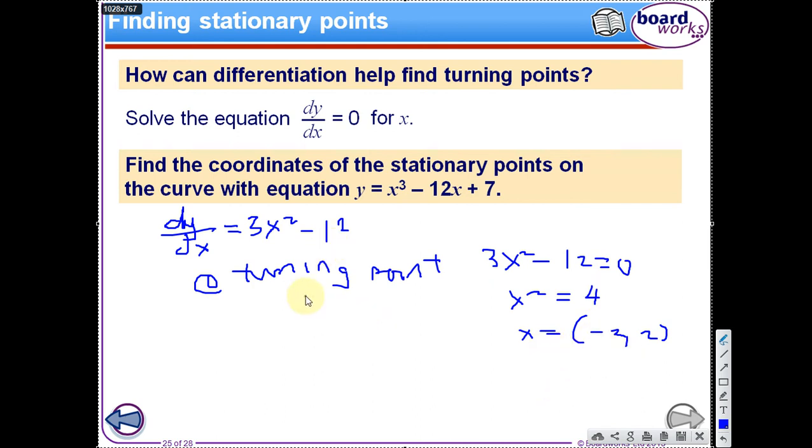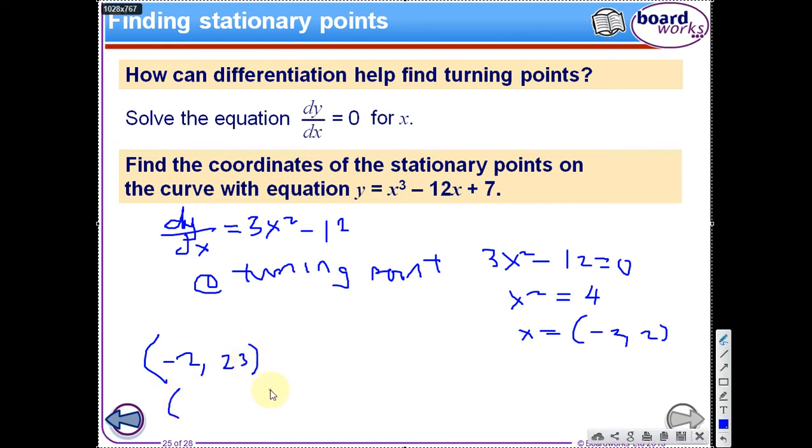Now we have to find the coordinates. So when x equals minus 2, what is y? Substitute minus 2 into the original equation. I'll just use my calculator to complete that. So there I have minus 2 raised to power 3, minus 12 times minus 2, then plus 7, and that is 23. So when x equals minus 2, y equals 23.